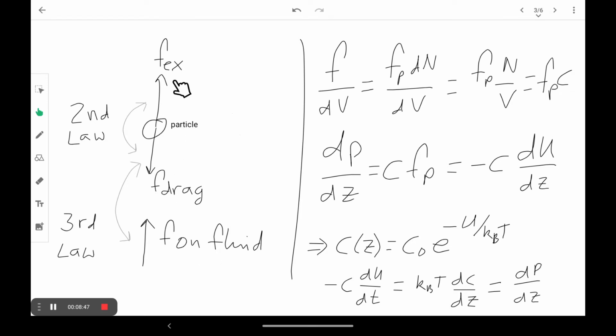Since the external force on the particle is equal to the drag force, and the drag force is equal to the force on the fluid, then we know that the external force is equal to the force on the fluid. So that allows us to maybe have charged particles and we can pull them with an electrostatic force, which will be the external force that's pulling the fluid along.